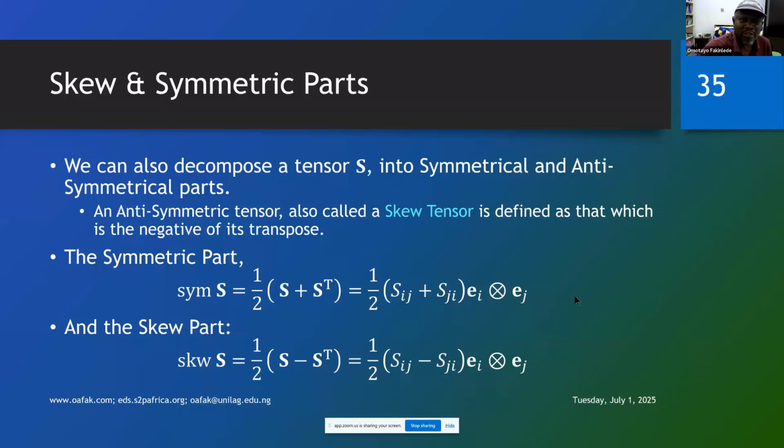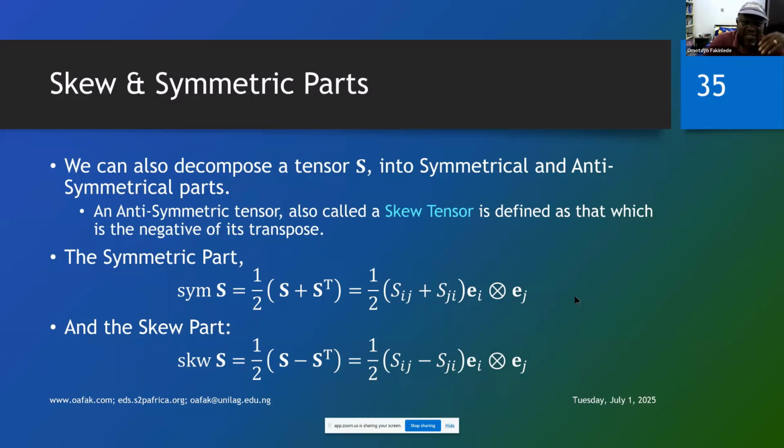We are going to another one, which is skew and symmetric parts. We have looked at the fact that we can break a tensor into its components, 9 dyads. We can get its weighted addition of 9 dyads, which we call the components, which is akin to breaking your vector into 3 components. We also say we can break it into 2. One is called the spherical part, the other one is called the deviatoric part. There is another way we can break it into 2. We can have the skew and the symmetric parts.